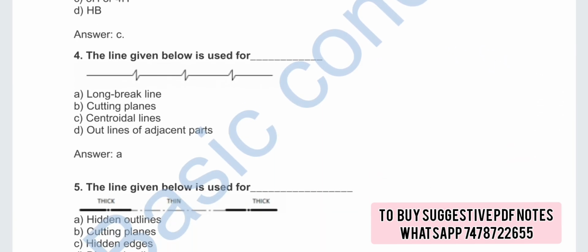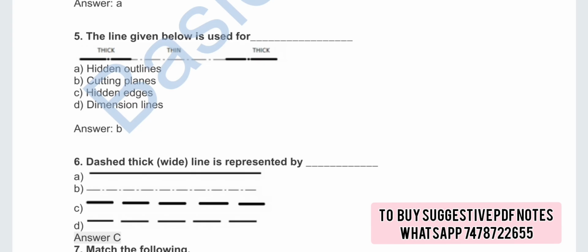Number 4. The line given below is used for dash, long break lines, cutting planes, centroidal lines, outlines of adjacent part. The answer is A, that is long break line. Question number 5. The line given below is used for dash, thin, thick, thin, hidden outlines, cutting planes, hidden edges, dimension lines. The answer is B, that is cutting planes.